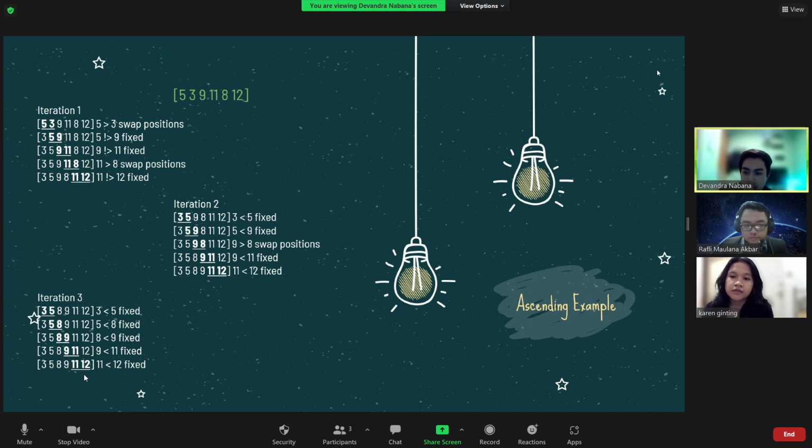And this is iteration 2 and iteration 3. It is the same iteration process again until it finishes. And iteration 3 is the same. And the final result is 3, 5, 8, 9, 11, 12. It's from the smallest to largest.